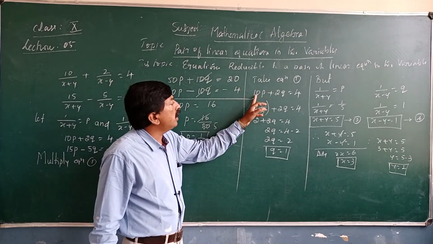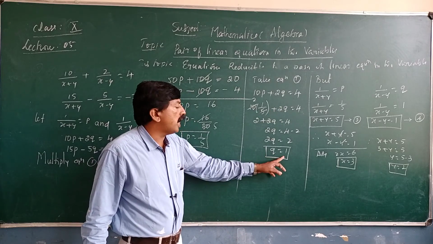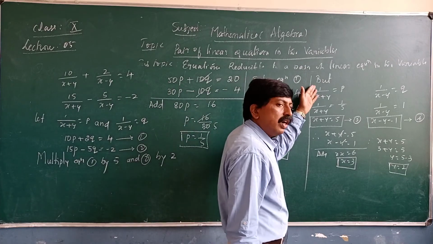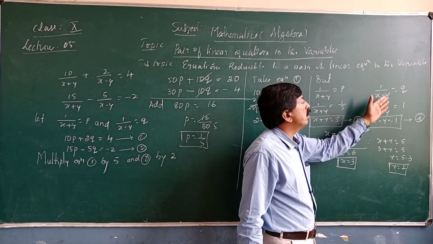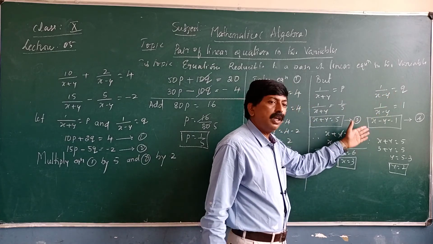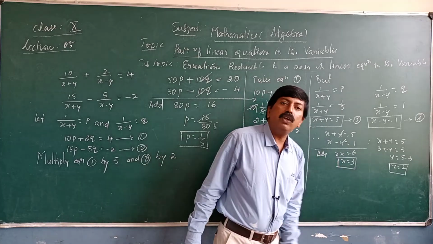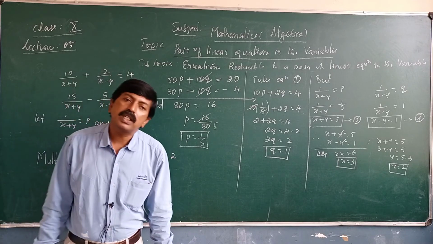Now take equation 1. 10p plus 2q is equal to 4. We got q value as 1. Now substitute: what you are assuming, 1 by x plus y is p, 1 divided by x minus y is q. So you can simplify. Directly it is not possible. Once again you can use elimination method. You can find x value and y value. So like this we have to find x value and y value.